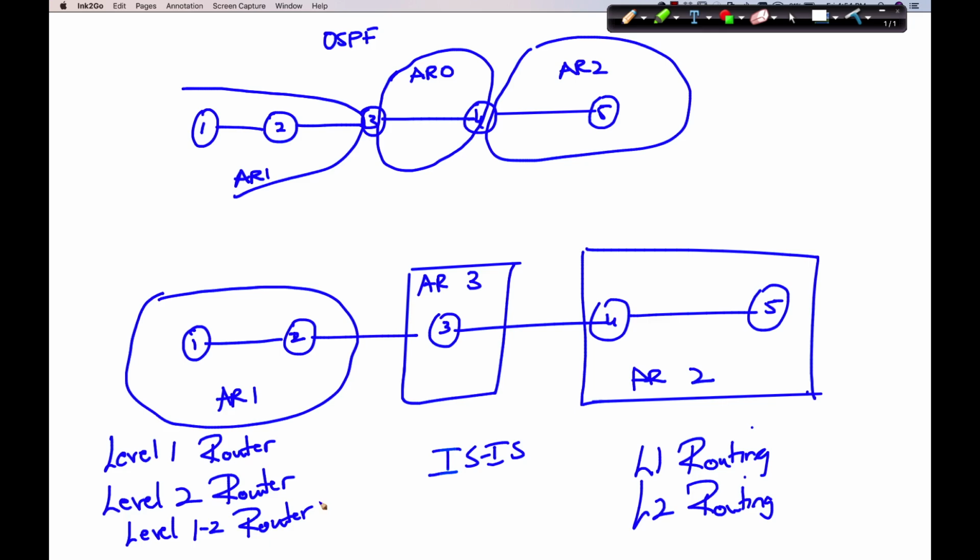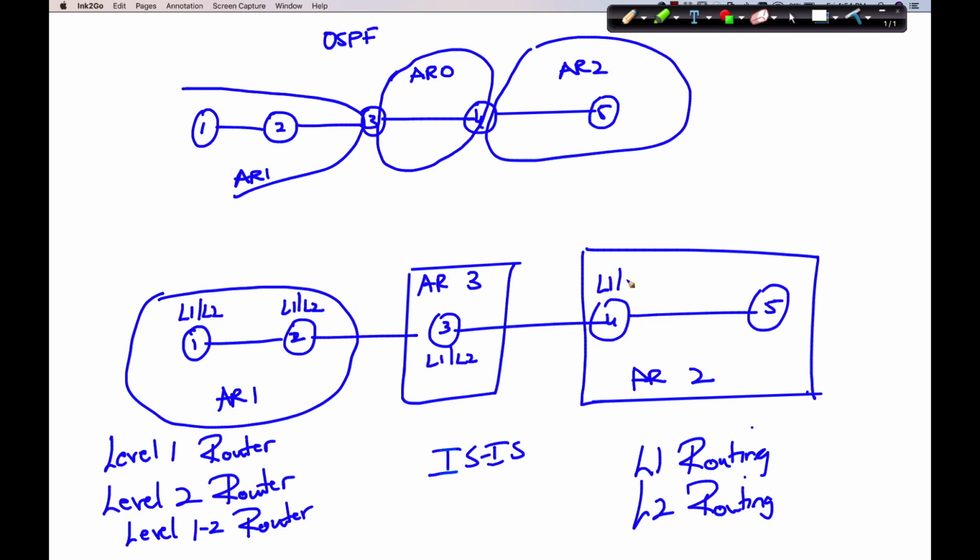Let me in fact give you an example. So let's say as of right now, I configure ISIS on all these routers and I don't make any changes. So by default, they all are going to be level 1, level 2 routers. Let's assume that. So this would be a level 1, level 2. This would be a level 1, level 2. This would be a level 1, level 2.